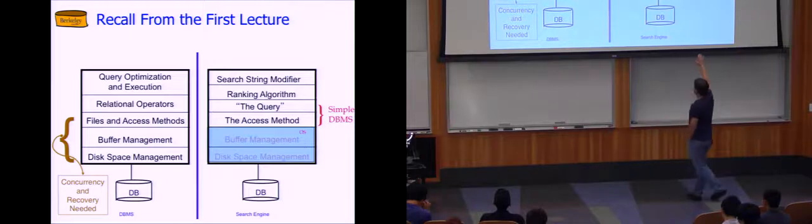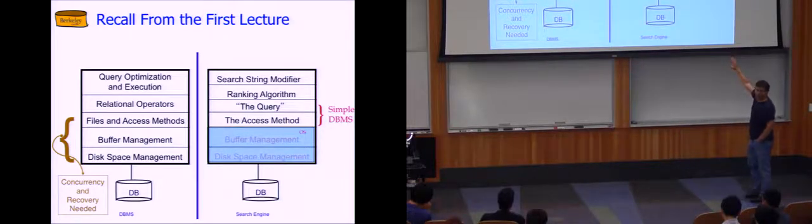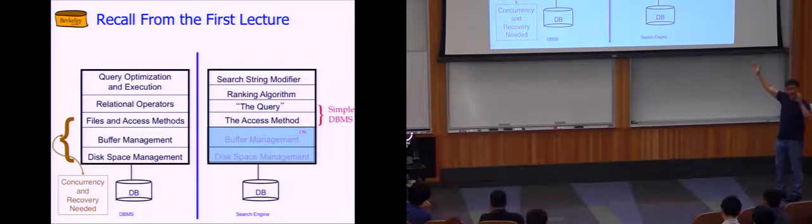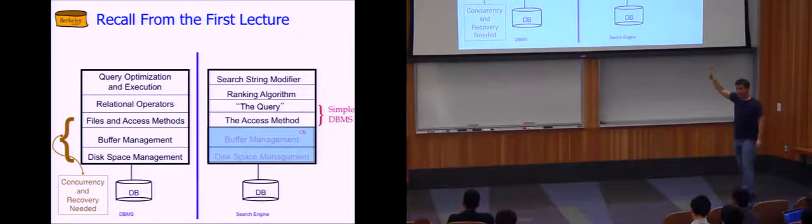In the search engine world, you don't bother with all the storage stuff because you're not doing interactive updates anyway, and you don't have to worry about concurrency control. Recovery is handled with much coarser-grained techniques, basically just by replicating stuff. So the operating system file system at some level takes care of all the storage in most search engines.